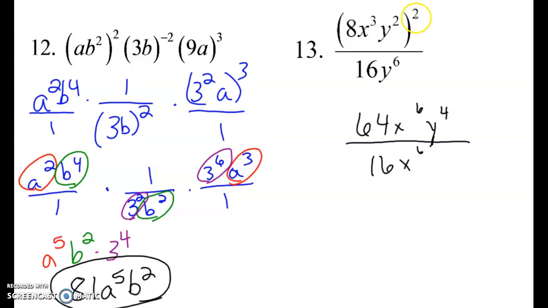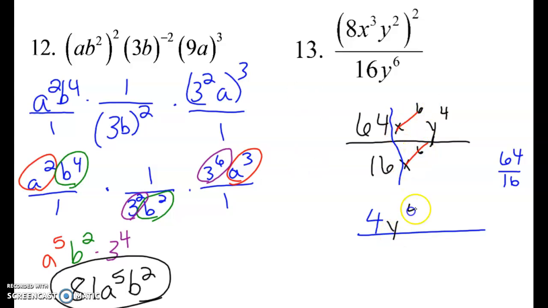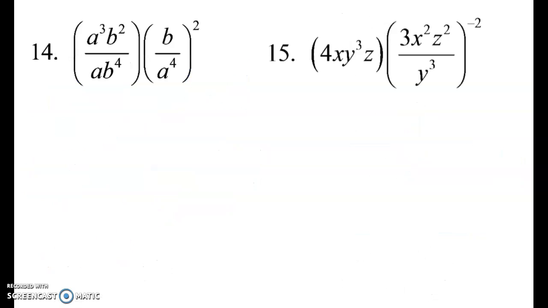All right, don't forget to apply the exponent to the 8. Once you get there, you can simplify the 64 and the 16. That's just a fraction, so 64 over 16 is going to be 4 in the numerator. The x to the 6th and x to the 6th will cancel, so we'll just be left with 4y to the 4th over 1, or you don't need to write the denominator. All right, go ahead and try 14.